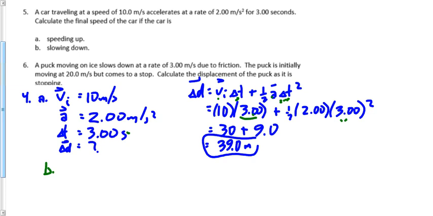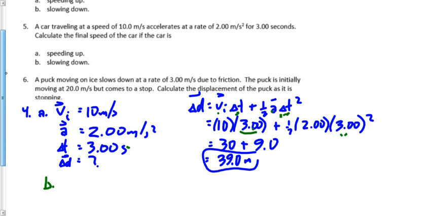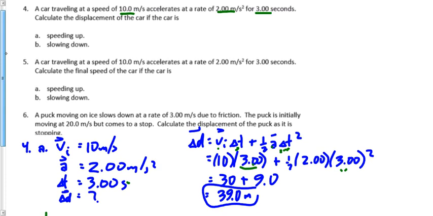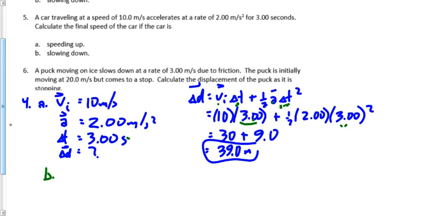Lucas, when you look at this question, what's different about question B than question A? Question 4. Okay, so what difference does that make mathematically that we're slowing down? Emily? Yeah, everything else is going to be the same except A is going to be negative 2.00 meters per second squared. We can use the same equation, right?